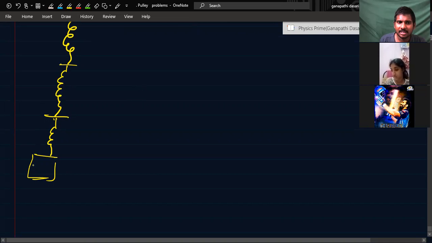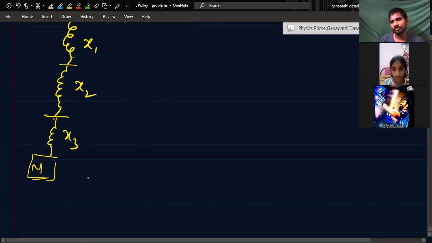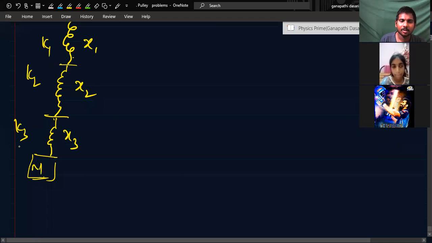Suppose this is mass M, so that entire spring force is equal to mg. But these springs will have different expansions to make the force equal in all three springs. Three different springs, K1, K2, K3. So what will happen? Here the force will remain the same.